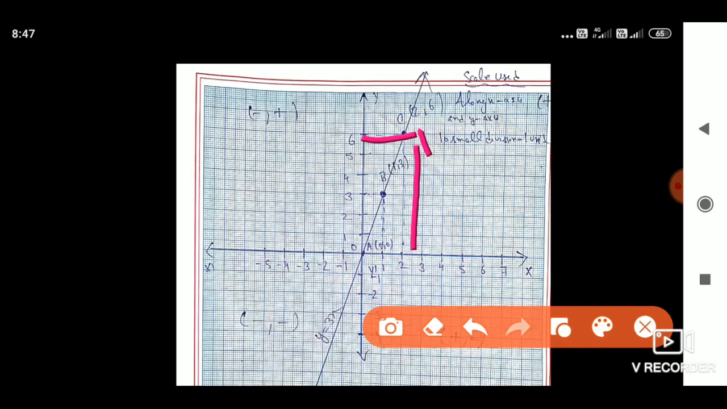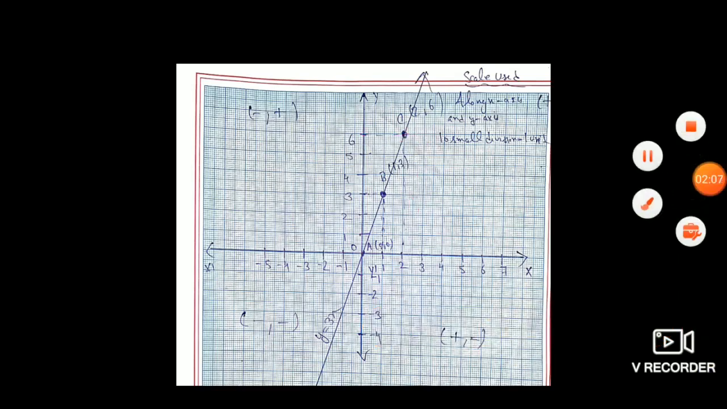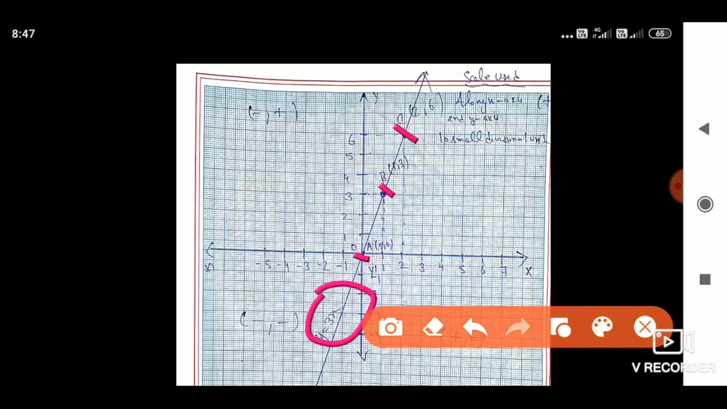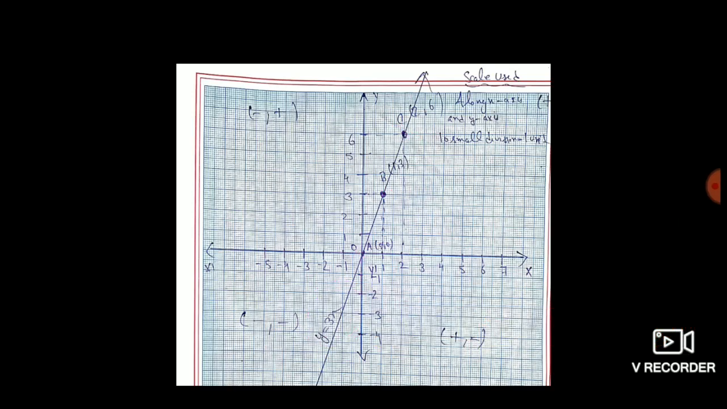Now after this, join the points A, B, C by using a scale. Now joining these points, we get a straight line. This straight line represents your linear equation in two variables. So we write here on the line the linear equation, that is y is equal to 3x. So that's how we can represent any linear equation of two variables on the graph paper, that is in a Cartesian plane.